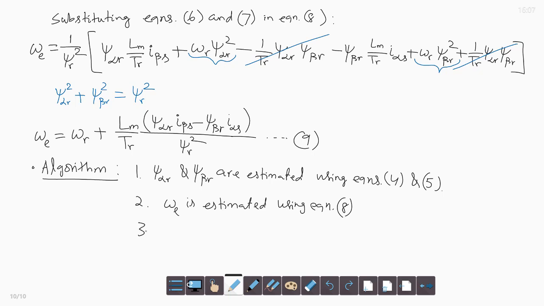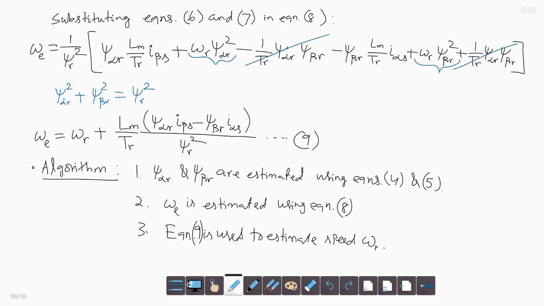Then final step, equation 9 is used to estimate speed. Equation 9 is used to estimate speed omega r, because omega E is already known, estimated. So, psi alpha and psi beta r in this equation are already estimated. So, using equation 9 and previous estimated omega E, speed is estimated.